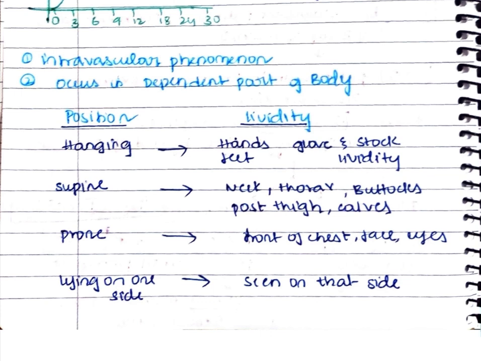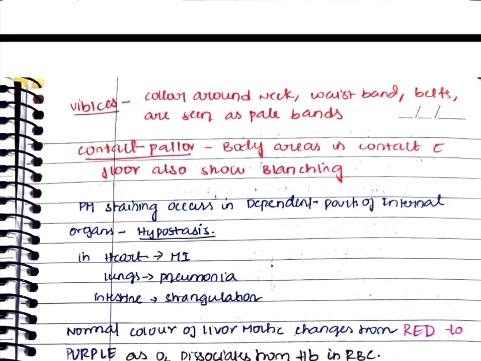So if it is lying on this one side, the lividity is seen on that side. So what are MBBS? If the dead body lividity sets in, if the dead person was wearing a collar around the neck or waistbands or belt, there you can see these pale bands. So what is contact pallor? If the body is lying in contact with the floor, the part which is attached to the surface shows blanching. That means it shows white color.